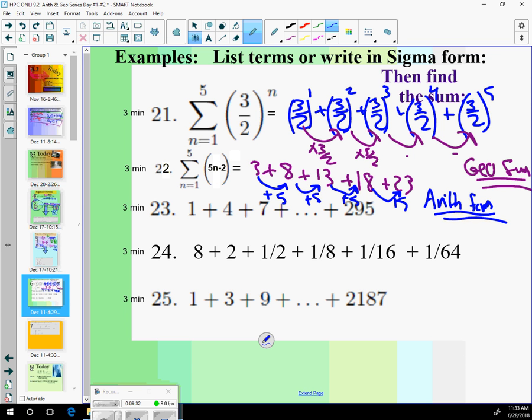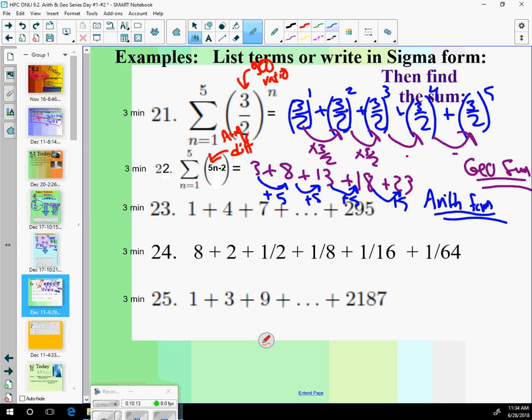So that goes great, but what if you had a series like we have here and you have to generate a formula? Well, what we notice is that for geometric, you're going to have the ratio to the n, okay? And then for arithmetic, it's going to be the difference times n. So ratio to the n, difference times n.